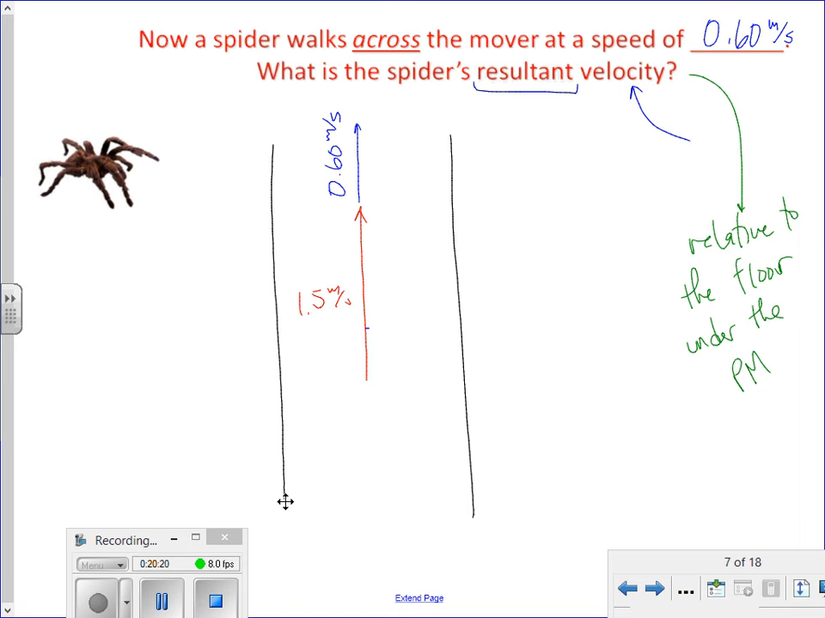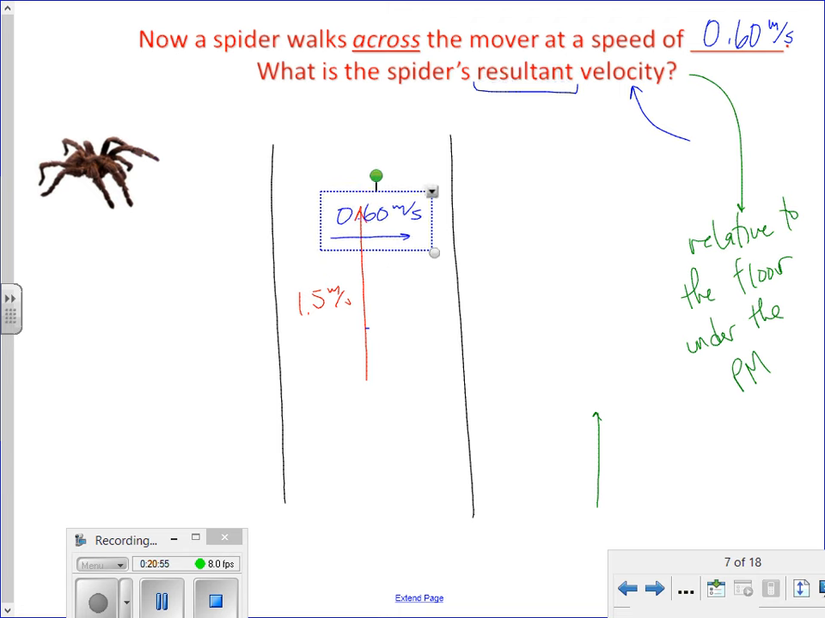But the spider's not going that way. And it's not 0.9 meters per second in the direction of the people mover, but it would be if the spider were going this way, and we could put the vectors like this. And notice, as long as I have the tail of the 0.6 touching the tip of the 1.5, we could end up with our 0.9 that would look like that, but that's not the direction that the spider's going.